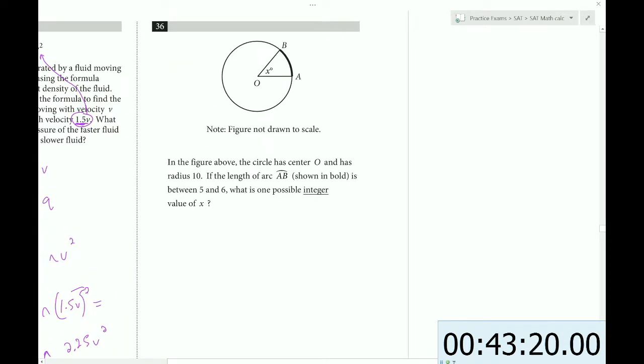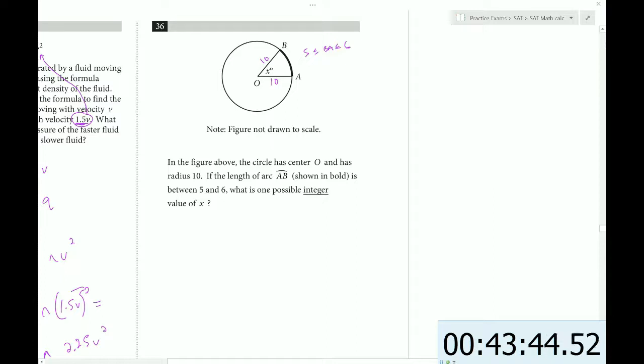In the figure above, the circle with center O has radius 10, so we can label these as 10. The length of arc AB is between 5 and 6. What is one possible integer value of x? We don't know what this value is, but it's between 5 and 6, so we can write that like this.